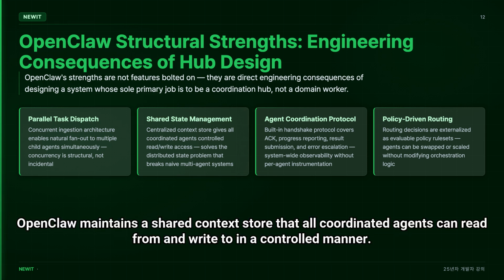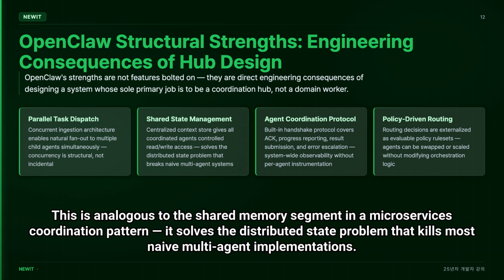Second, shared state management. OpenClaw maintains a shared context store that all coordinated agents can read from and write to in a controlled manner. This is analogous to the shared memory segment in a microservices coordination pattern. It solves the distributed state problem that kills most naive multi-agent implementations.